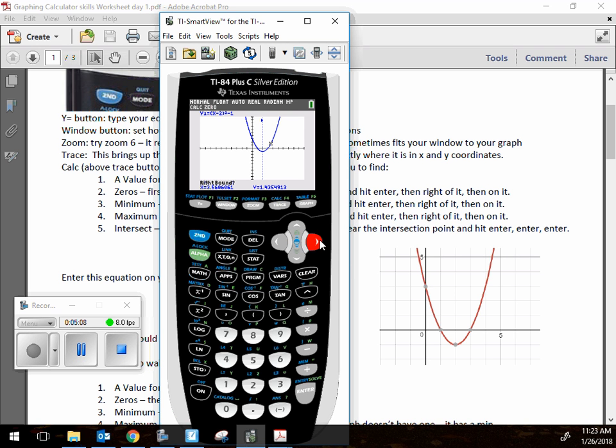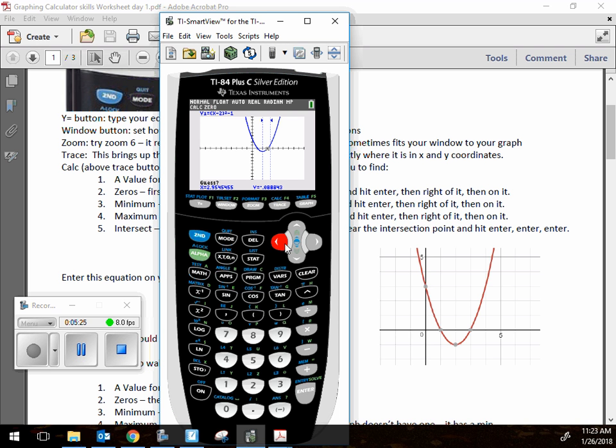Yes, but it's to the right of it also, isn't it? So I'm to the right of the 0, and I hit enter. Do you see how it kind of framed it in now? So you're saying you want the 0 that's between here and here. And then you arrow over.